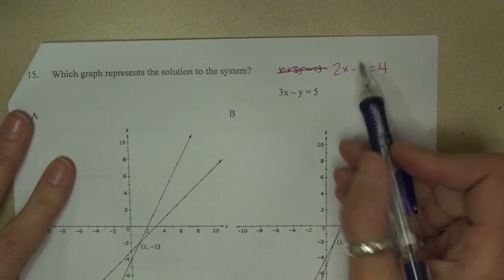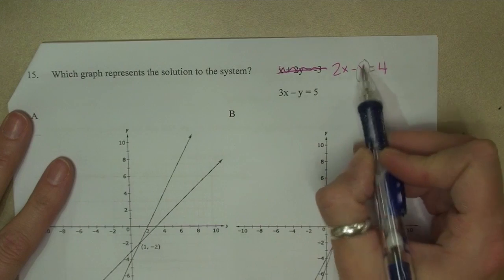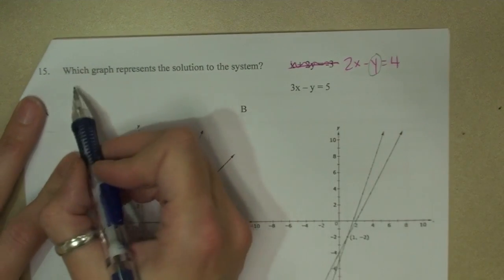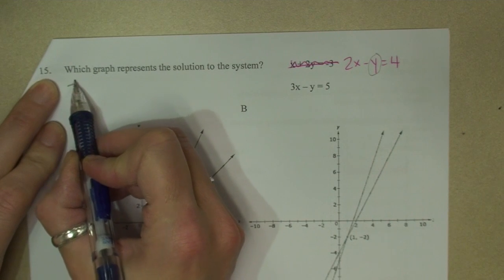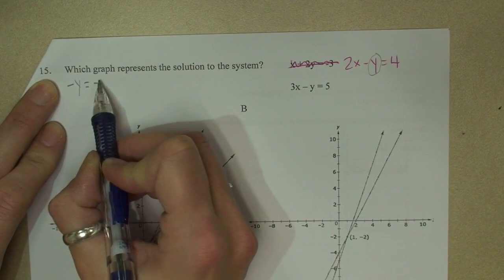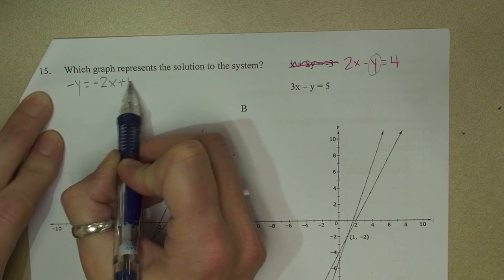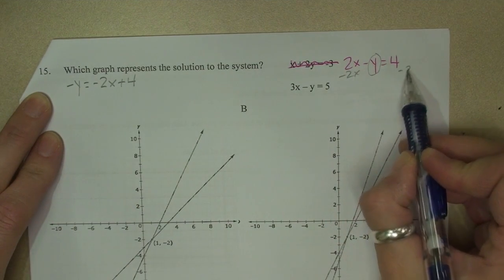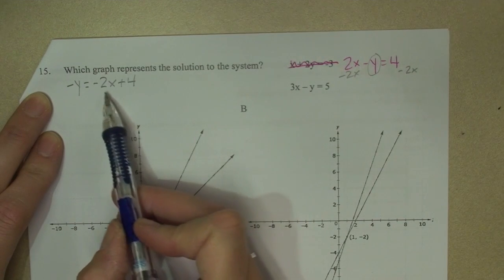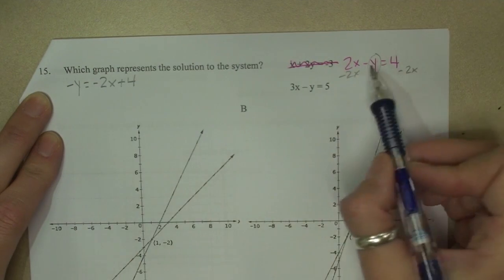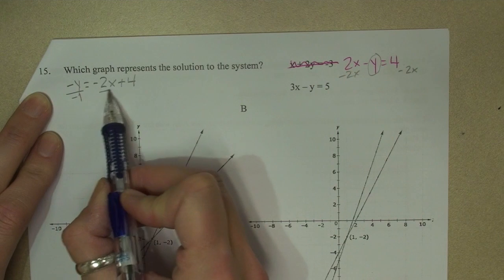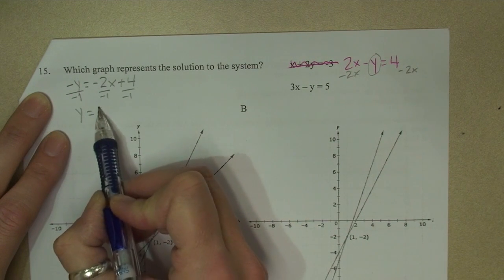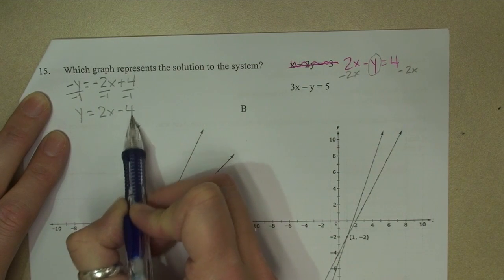So here, I'm going to circle the y. That means I need to subtract 2x from both sides. And I just don't have a lot of workspace, so I'm going to go over here. So I'm going to have -y equals -2x plus 4. Now remember, when I subtracted 2x from both sides, I always put the x first, so it's mx plus b. Then I have this -y, means I have to divide everything by -1. So that gives me y equals 2x minus 4.